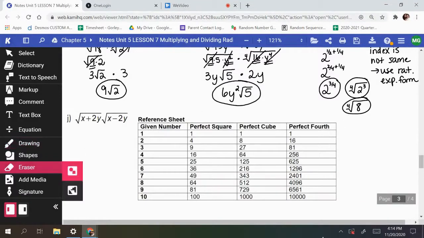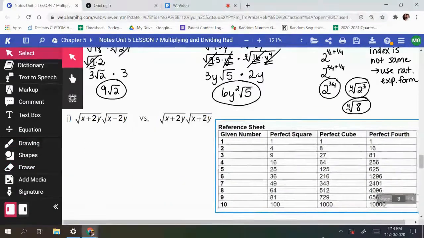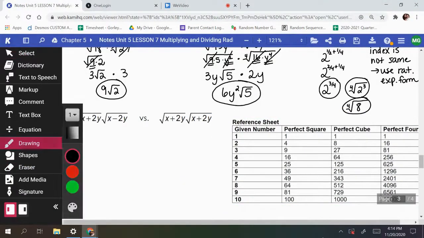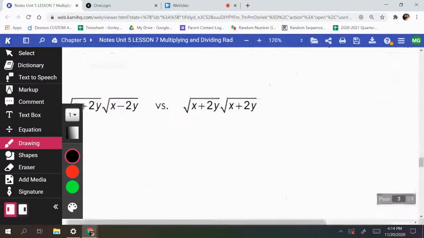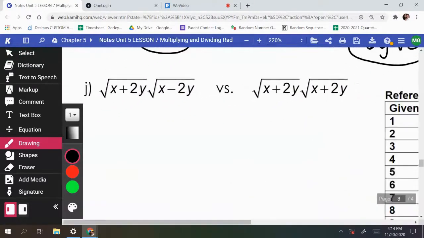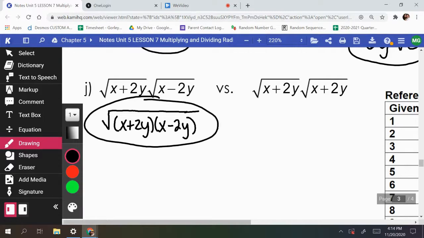Alrighty, down here, let's go ahead and move this out of the way. The index is the same, so we can multiply. So I'd have x plus 2y times x minus 2y. And really, there's not much simplification I can do. That's what we're going to have, unless you want to multiply it out.